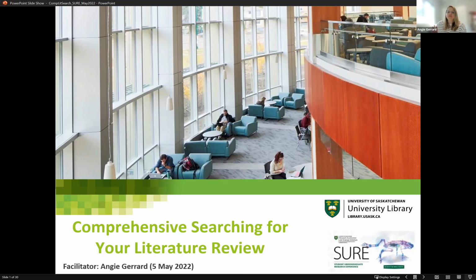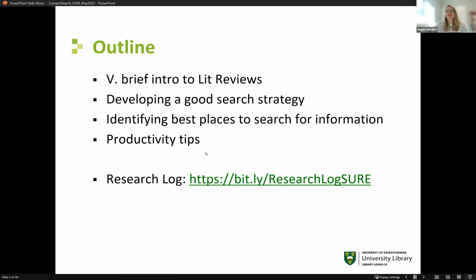This session is really just an overview of things to think about, like why do a literature review, how to get started, and how to keep track of things. It's at a high level because everyone's doing research in different areas, so it's next to impossible to provide a session specific to one subject area. Today we'll cover why we do a literature review, what good strategies you can implement when doing a comprehensive search, where to look for different types of information and evidence, and some productivity tips that might be helpful as you progress through this process.